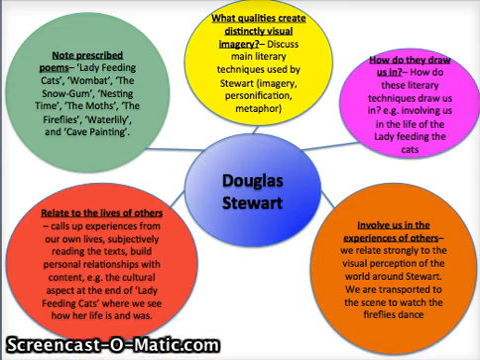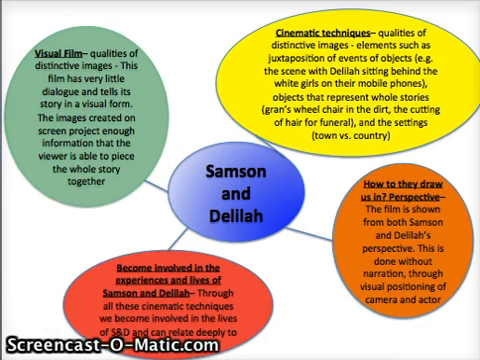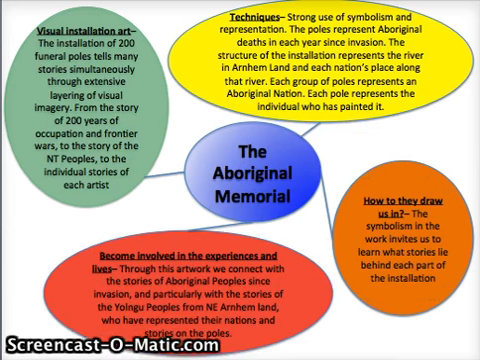Now let's go back to these mind maps. In order to do the body of our essay, we need to start exploring these different things that we looked at in our mind maps. Now remember, we went through this mind map for Douglas Stewart, and then we looked at this mind map for Samson and Delilah, and then we looked at this mind map for the Aboriginal Memorial. And we did each of those in detail in video 1.